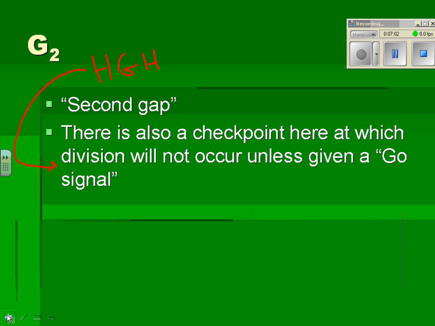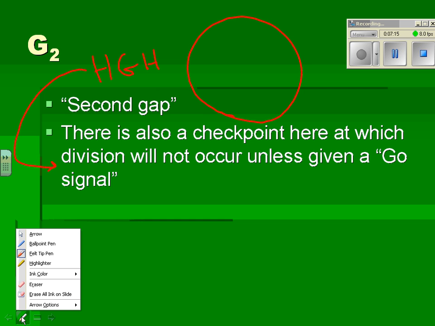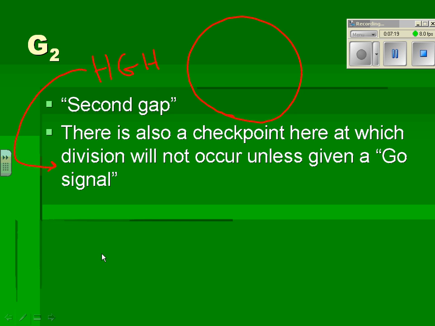Okay, so here's the idea. If you look at a cell life cycle, I'm going to draw a circle. And I'm going to use another color that shows up. Any color would be a good selection here. We'll use white. This is the total.